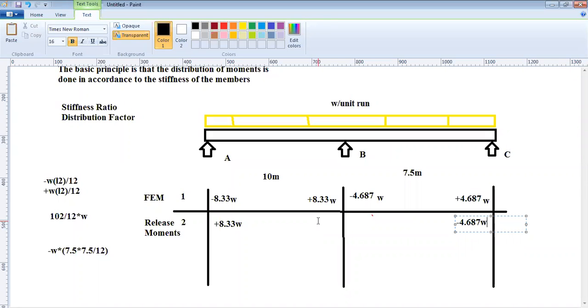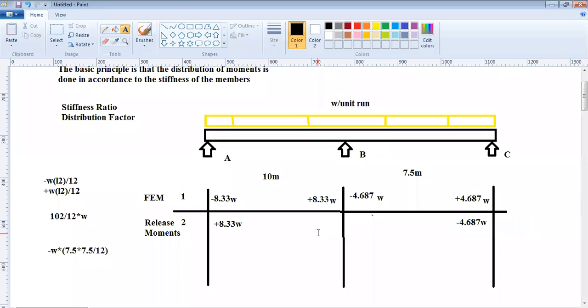It's continuous. It's not just a simple support, it's a continuous support. At a continuous support, you do not get a 0 moment. So you are not releasing the moment at support B. I'm only releasing the moment at support A and C, where it's confirmed that you will get a 0 moment. So that's the second step.